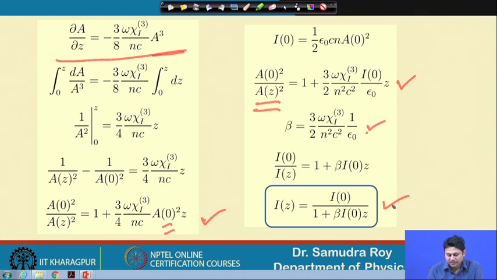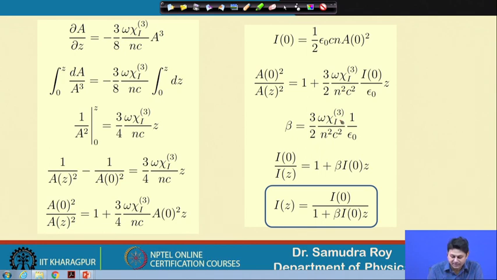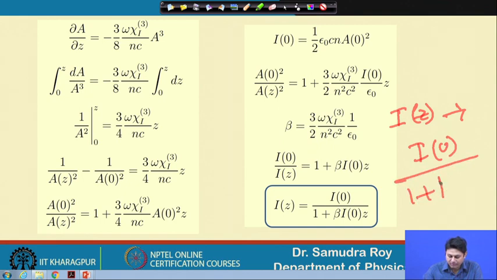I will have an expression like this. If we look carefully, this expression suggests that due to the presence of the imaginary third-order susceptibility term, which is inside the beta, the intensity is going to change and it will decay. So I z is decaying like I0 divided by 1 plus beta I0 z. If I increase z, then the denominator will increase and you will find the intensity will also decrease.